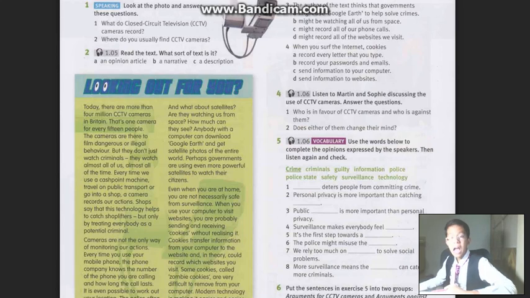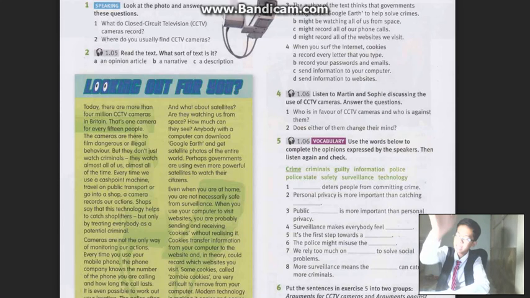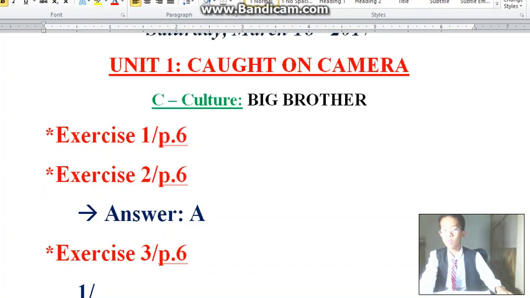All criminals in the UK? No, maybe not, because it also records for something else. But it has to be D. Is it D? Nearly everybody in the UK. And that is correct. Why? What is the evidence to prove my answer is correct? Look at line number 8. They watch almost all of us. Us here means the UK. So nearly everybody in the UK. So CCTV cameras record the actions of nearly everybody in the UK. So for 1, we'll go with D. Okay? 1D.